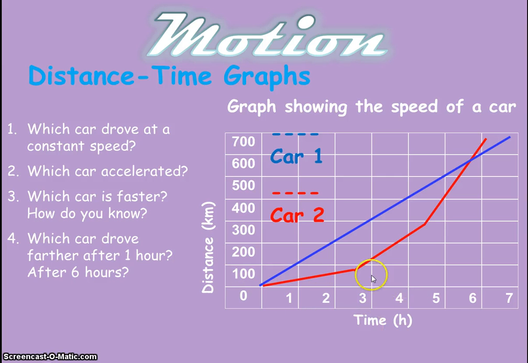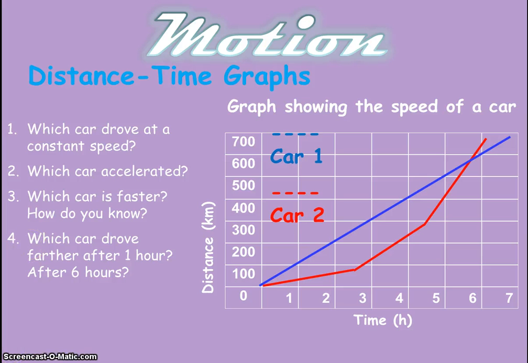Whereas this car changed its speed. It went at a constant speed for this, and then we're changing our speed, and we're changing our speed again. If we're traveling a greater distance in a shorter amount of time, that means we must have increased our speed, which means for number 2 here, obviously car 2 has accelerated. It has changed its velocity or changed its speed.